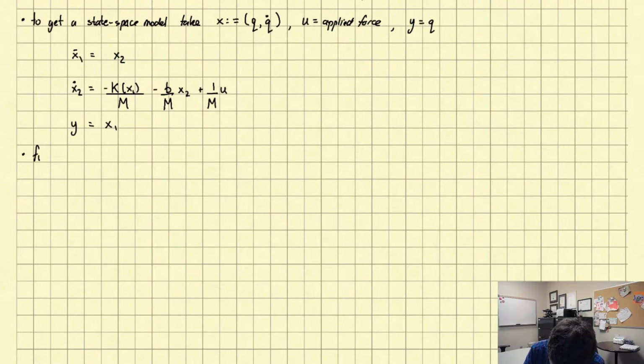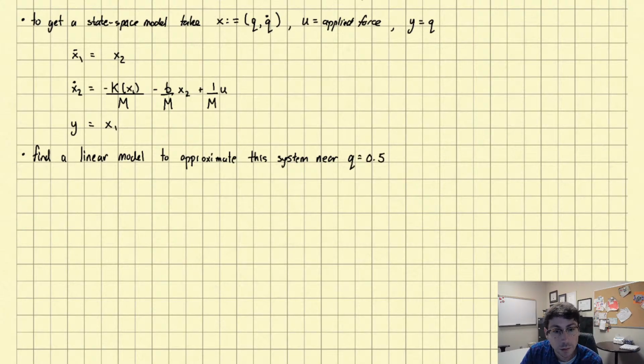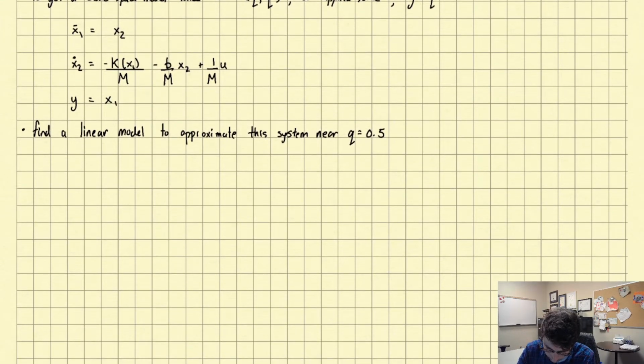So we're going to find a linear approximation, or a linear model, to approximate this system near q equal to 0.5. Okay. So what do we do? We solve for the equilibrium. So set all the derivatives to 0 and solve for x bar, u bar. So that's what I'm going to do.